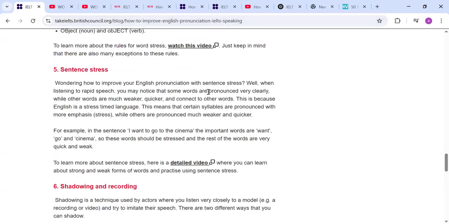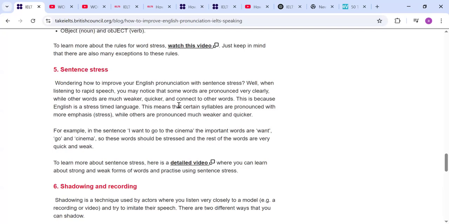Learning how to improve your English pronunciation with sentence stress: when listening to rapid speech, you may notice that some words are pronounced very clearly, while other words are much weaker, quicker, and connected to other words. Like say, I want to go to the park. You will notice that park and go sound much stronger in my speech, but the and I are not. These are the less important words, so we don't put stress on them while speaking the entire sentence. Go and park are the stronger words, so we put the stress there.